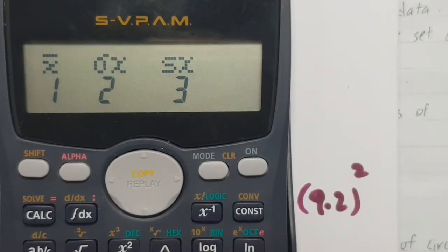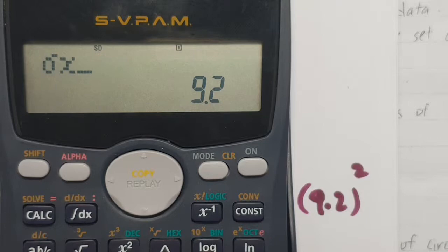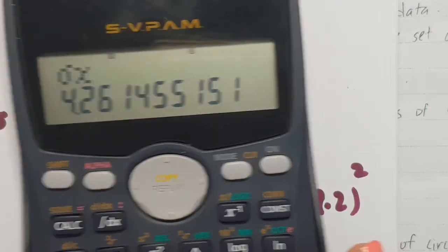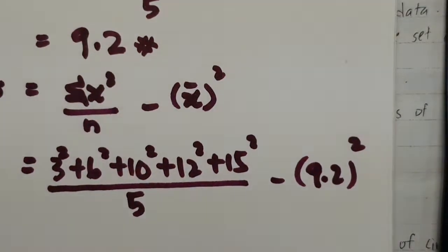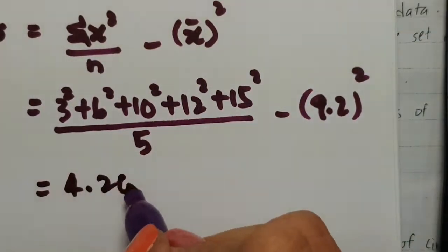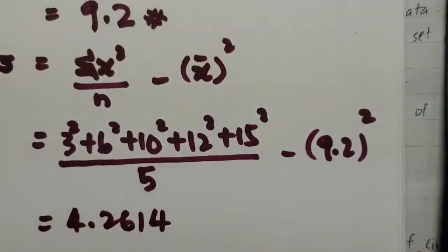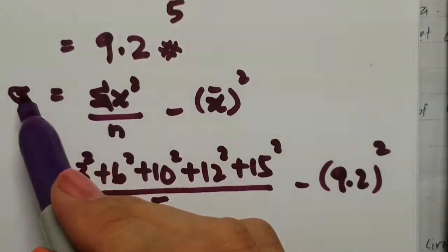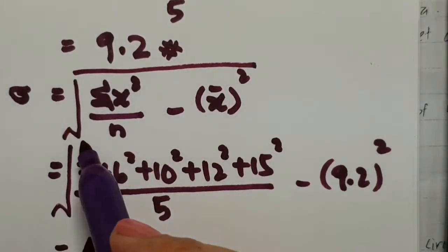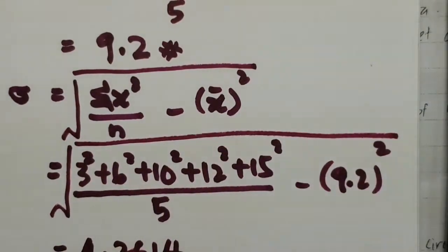What about the standard deviation? Shift, press number 2. And that is our standard deviation, 4.2614. So let's write this 4.2614 as our answer. Okay, I think I forgot something. This is the standard deviation. Don't forget that it's a square root. If without the square root, that will be the variance.